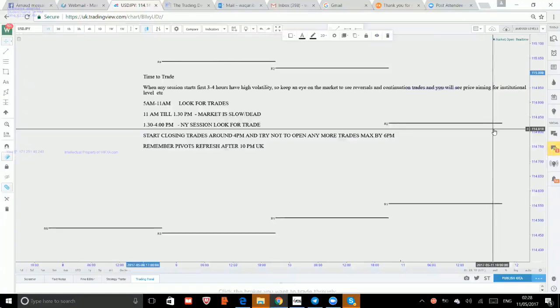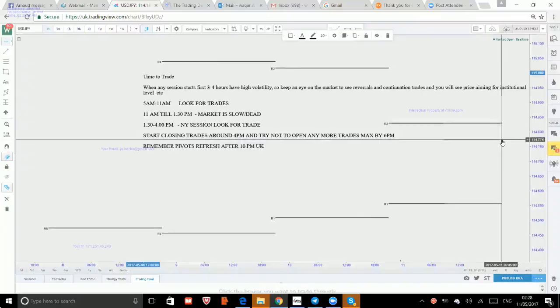So you want to trade with the trend, establish your zones, stick with the trend, and do not take counter trend trades before 11 a.m., guys. And then what? After 11 a.m., guys, the market again goes into consolidation. So you can take a breath, take a rest, and the market starts picking up again at 1:30 p.m.